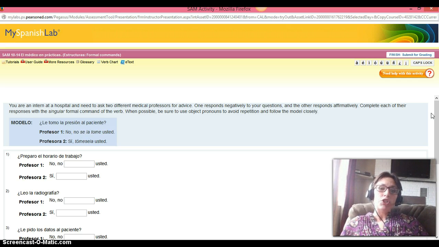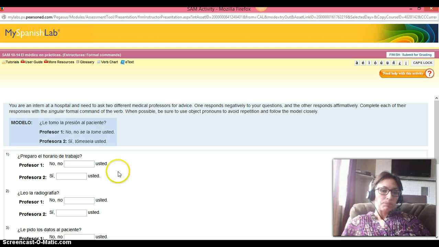When possible, be sure to use the object pronouns to avoid repetition and follow the model closely. In the textbook for this section, it talks about reflexive and object pronouns, and some of the examples that we've seen are reflexive pronouns, but this is going to be just object pronouns, both direct and indirect object pronouns, that we're going to use here. So remember that one is going to be affirmative and the other is going to be negative.